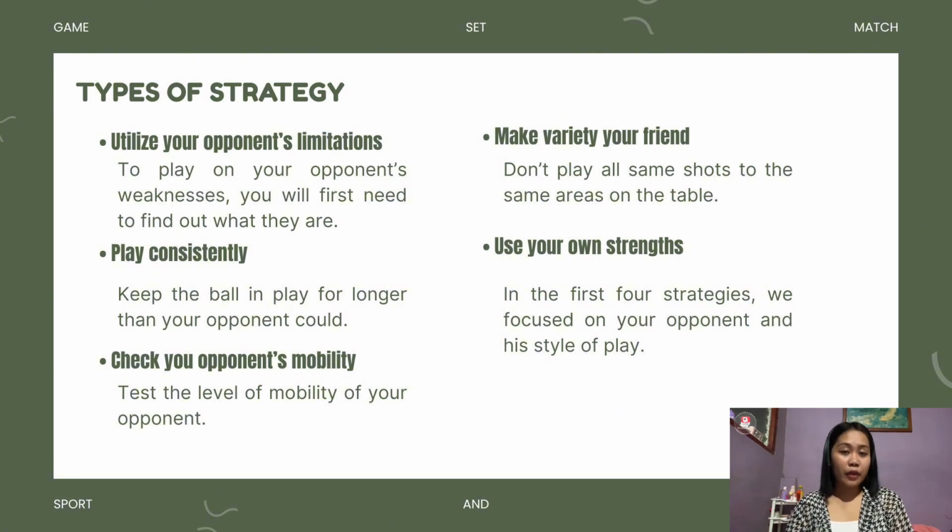Making variety your friend is also important because changing spins, speed, and placement can confuse the opponent. And lastly, players should use their own strength such as strong serves, fast attacks, or defensive skills to increase their chances of winning.